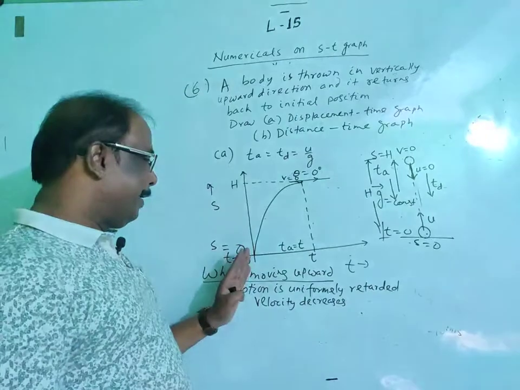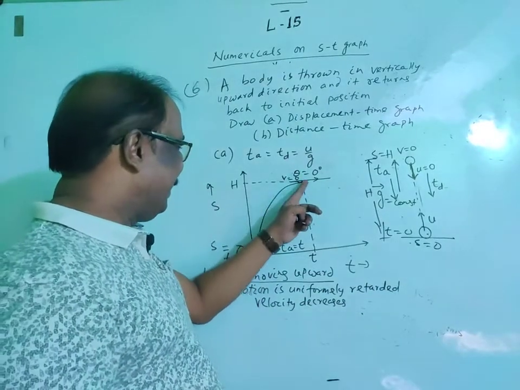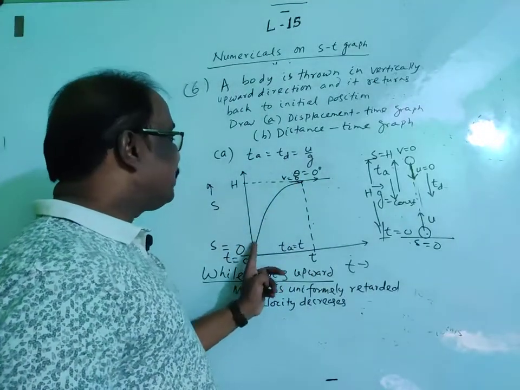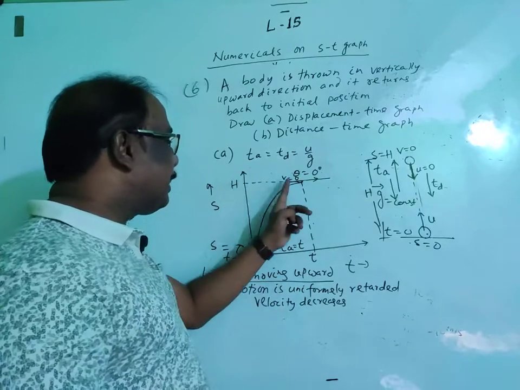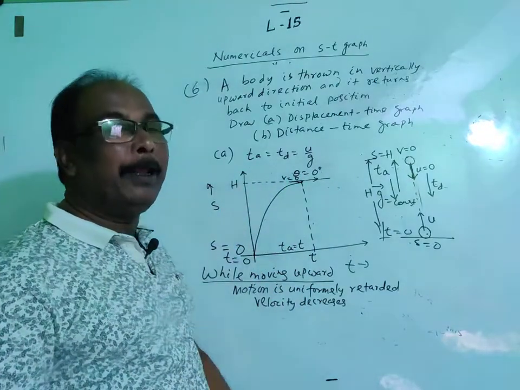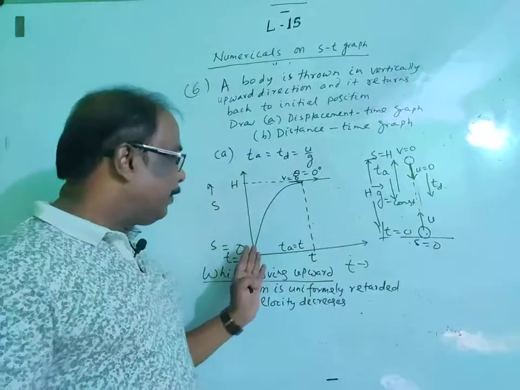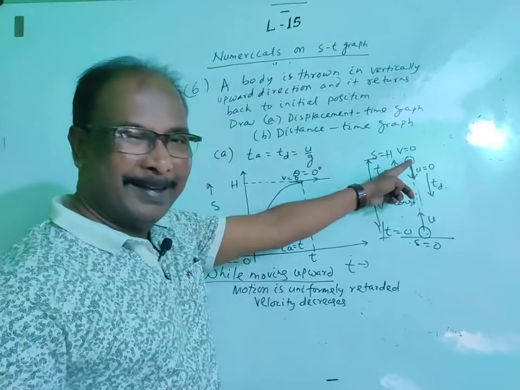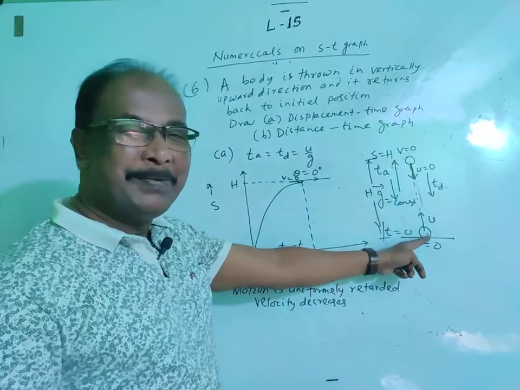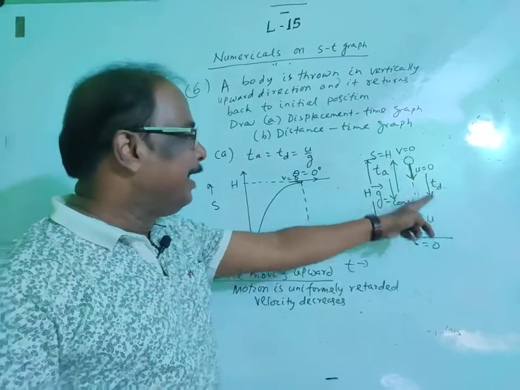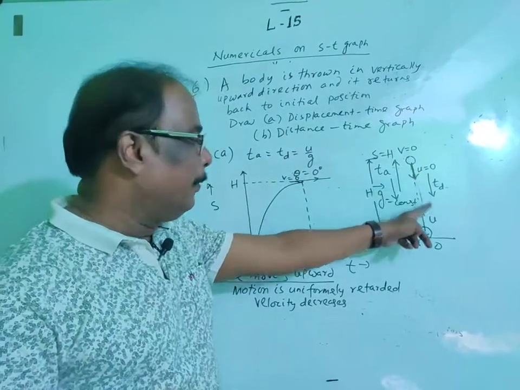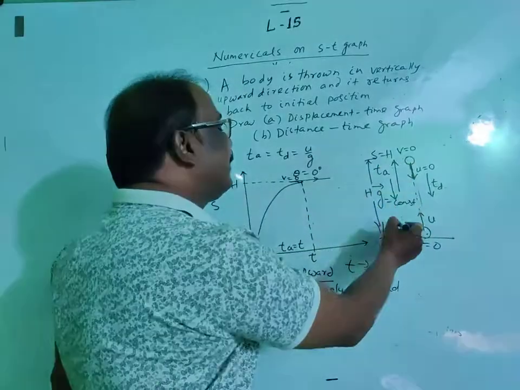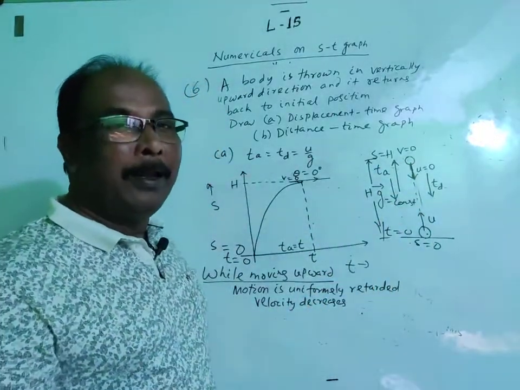Here velocity goes on decreasing and position increases from 0 to h. At the highest point slope is 0 degrees, so velocity is 0. Up to here velocity decreases, but from the highest point the body again returns back to the initial position, where initial velocity is 0, and acceleration due to gravity is in the downward direction.